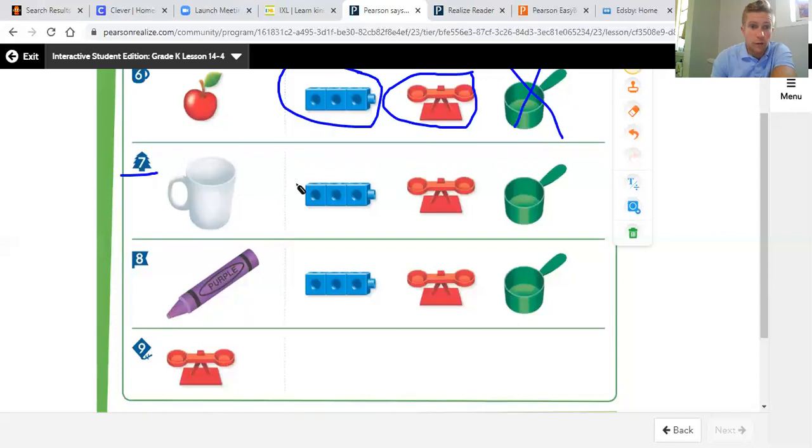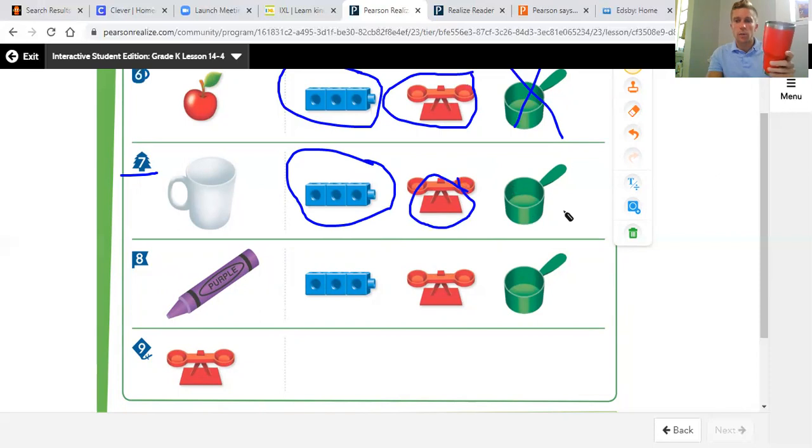Can you measure the height of this cup? Can you measure the length of it with the cubes? Yes, you can. Can you measure how much it weighs? I want to say, how much does this cup weigh? I put it on the balance scale, right? And then I say, I want to know how much this cup can hold. Well, look, it's holding water in there right now. If I wanted to figure out how much it's holding, I would use this measuring cup, right? So yes, all 3 of those can help us measure this cup. So we can find out the length and height, the weight, and the capacity.